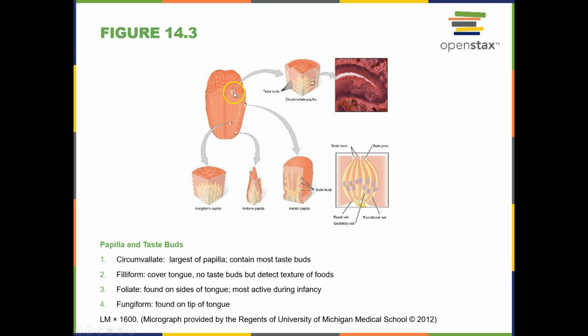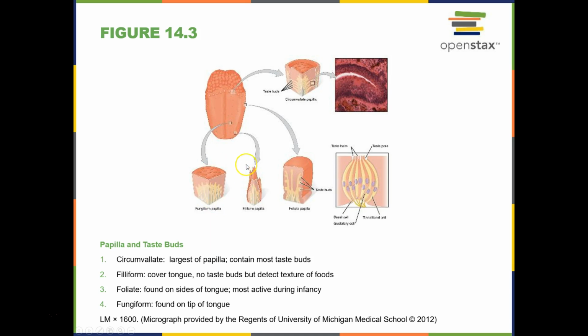So there are different types of papilla, and some of these have a lot of taste buds and some don't have any. The first are the circumvallate. These up here are your circumvallate taste buds. They're the largest of the papilla and contain the majority of our taste buds, but they are not very numerous. They make a V at the back of the tongue.